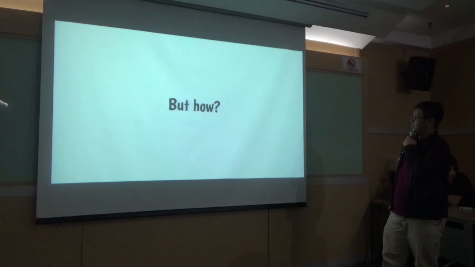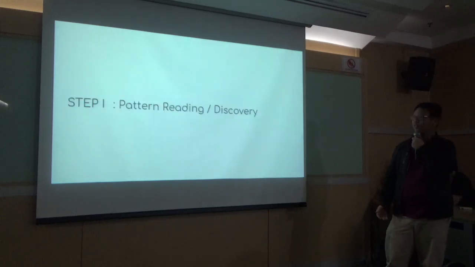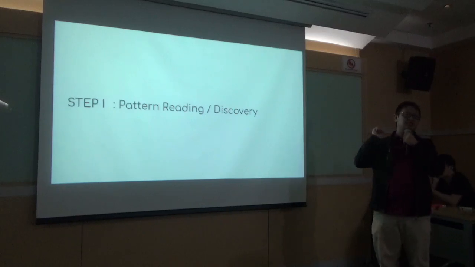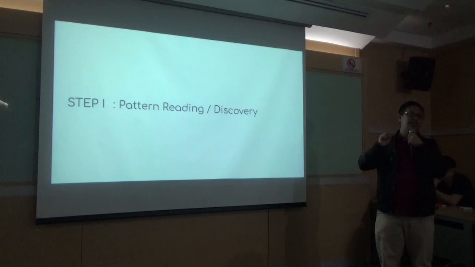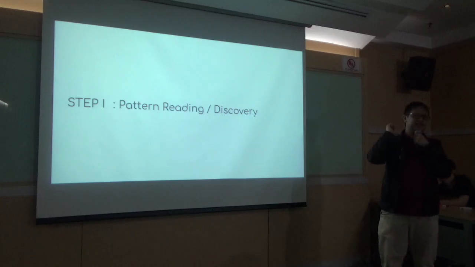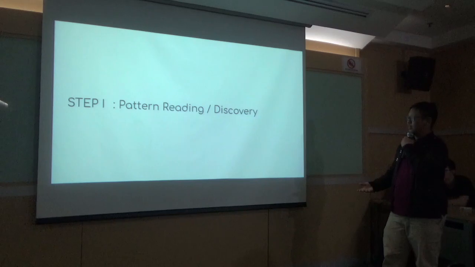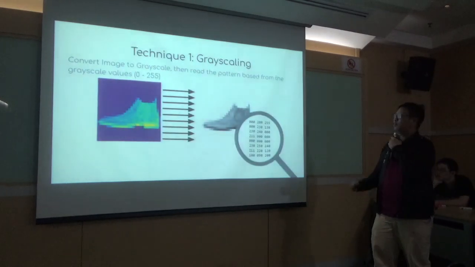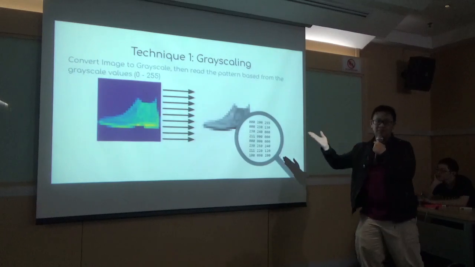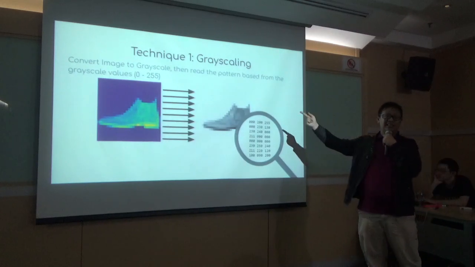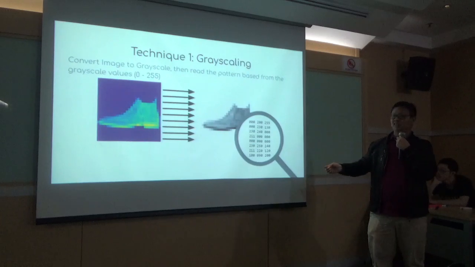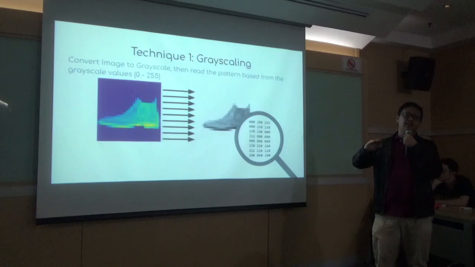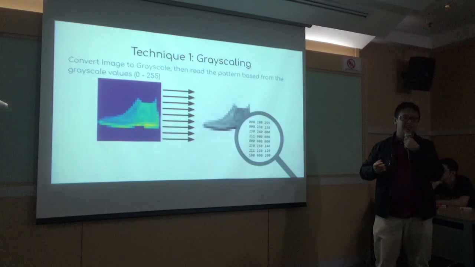Next, how? First, we need to read the pattern. The previous one is called a convolutional neural network, as Fandy already explained in the previous session. And how do we read the patterns? There are two techniques. The first one is grayscaling. You convert the image into grayscale like this, then you read the grayscale values to determine the patterns.